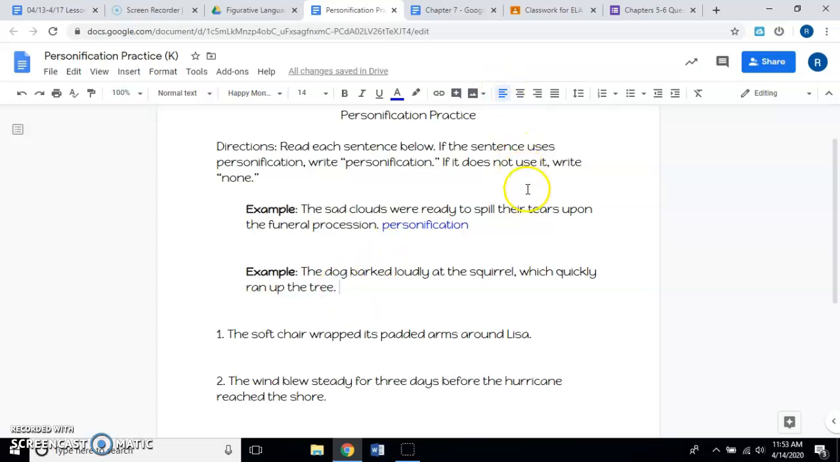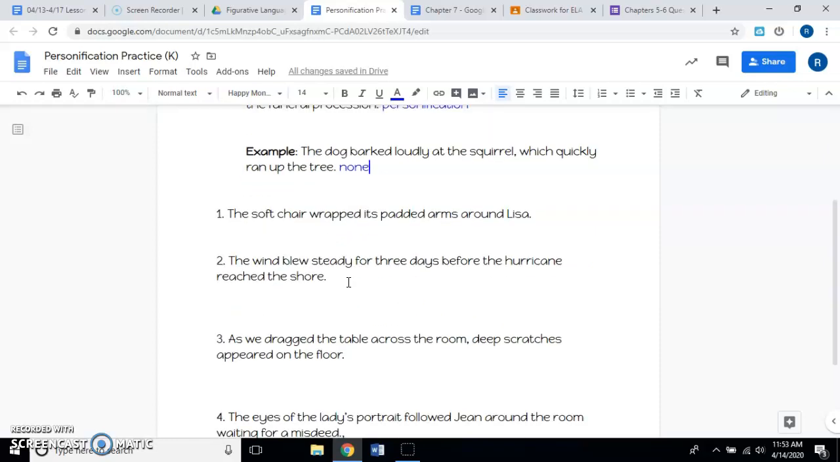Our second example: the dog barked loudly at the squirrel, which quickly ran up the tree. I don't see anything that is out of the norm, right? Dogs bark, yes they do. Squirrels run, yep, I've seen that happen. So that is none.